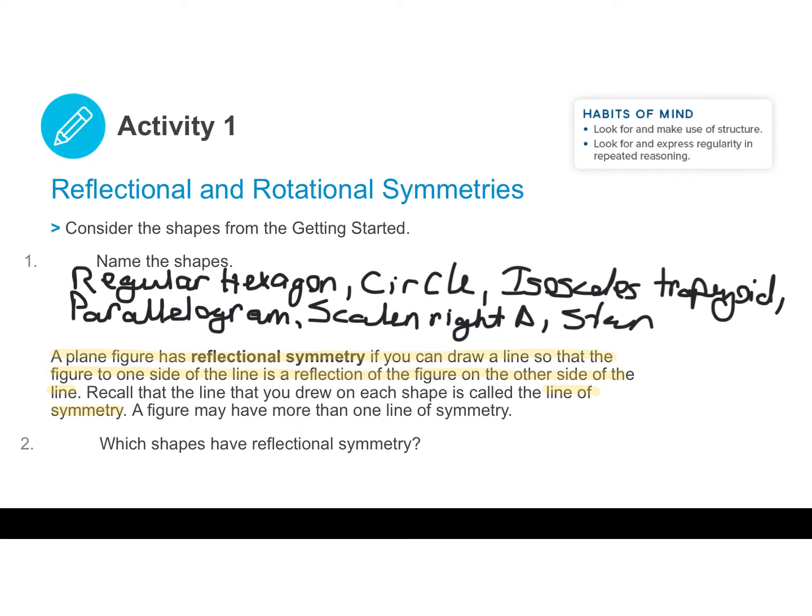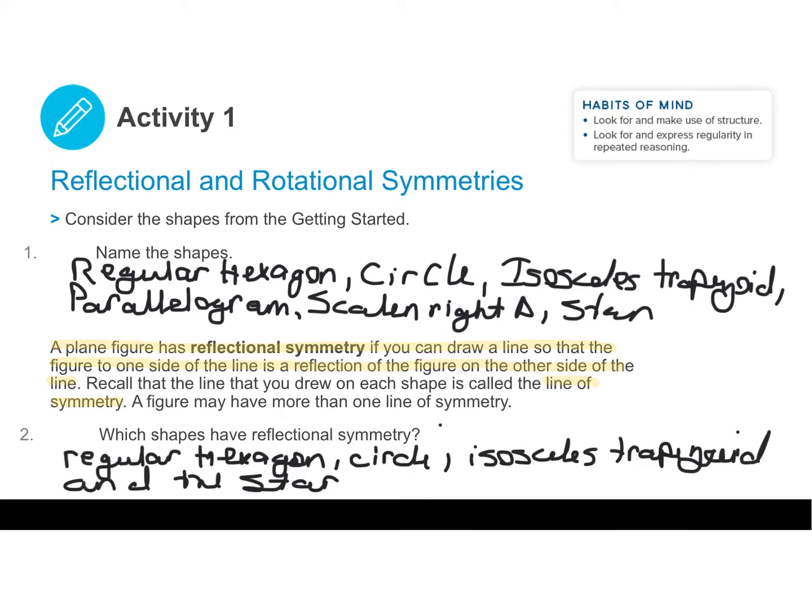Which shapes have reflectional symmetry, which means when you draw your line and put your reflection tool on that line, it will reflect onto itself. So go ahead and give it a go with your lines of symmetry and see if you can figure out which ones have reflectional symmetry. Go ahead and pause. Okay, so when you used your reflection tool, you should have seen that the regular hexagon, the circle, the isosceles trapezoid, and the star all have reflectional symmetry.